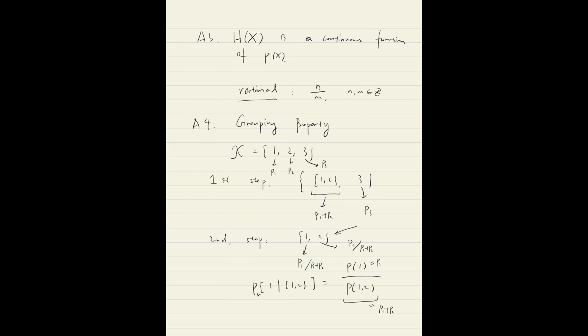The second step is that we now look at the grouped event, 1, 2. For this 1, 2, we still have two events inside. This is a conditional probability: given the fact that 1, 2 happened, what's the probability of the first one?